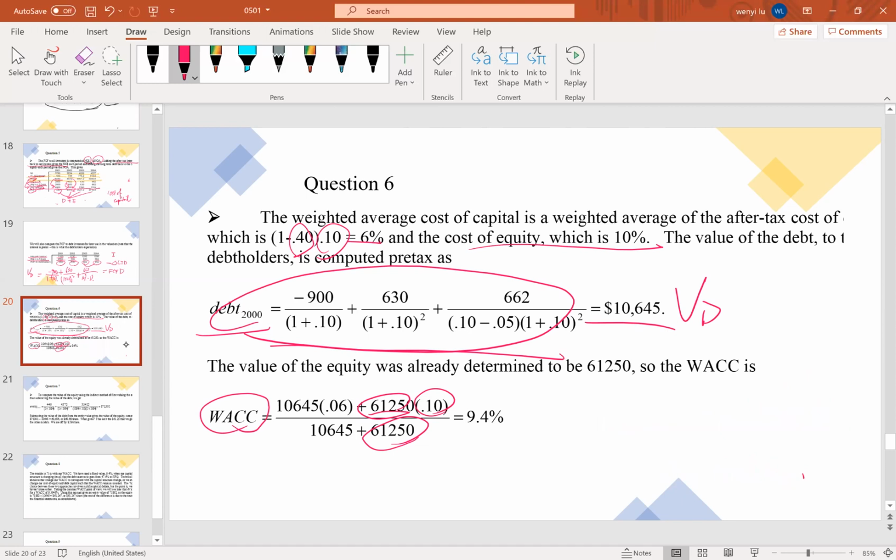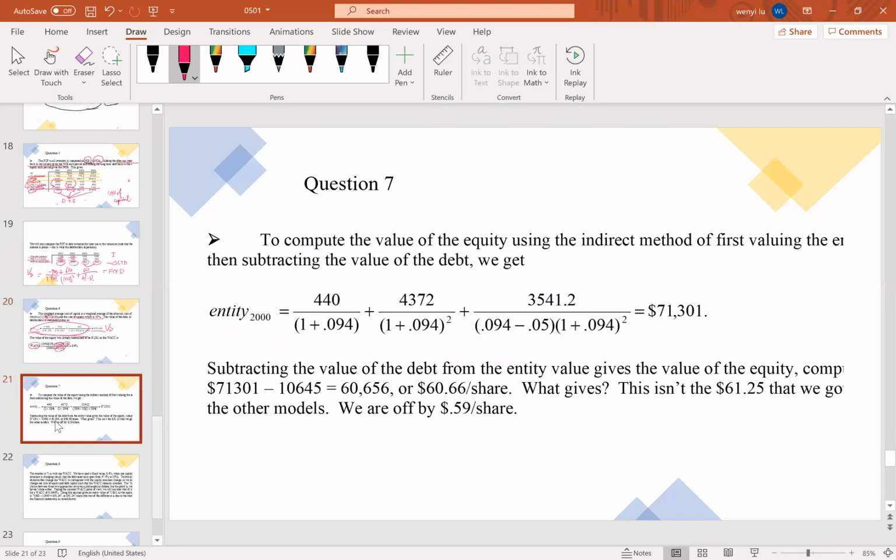We actually apply the two-stage model for both debt and equity to solve the valuations. So you can see our whole firm's values were based on the free cash flow to the whole firm, the free cash flow to all investors.